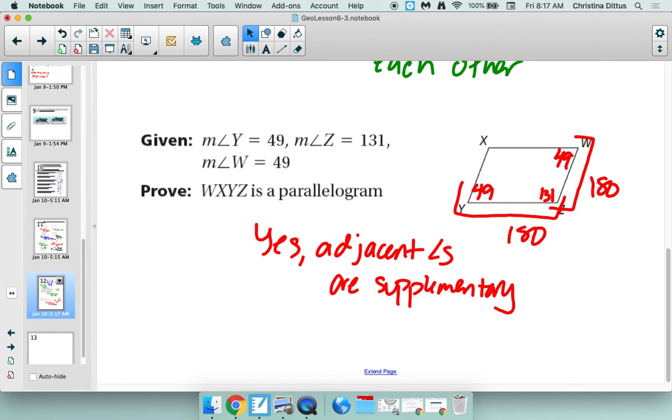If you wanted to solve for this one with the 180 stuff, that's fine. And then you could say opposite angles are equal. You're just basically doing the same thing. Alright, questions?